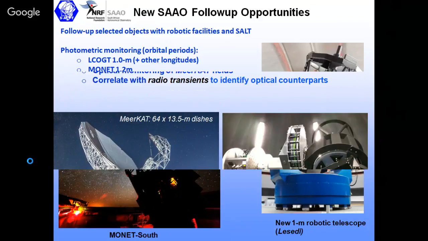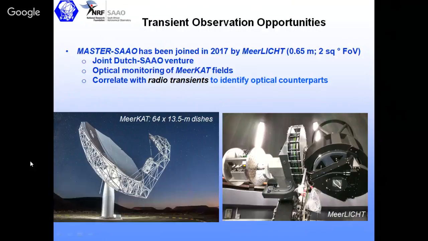I mentioned MeerLICHT. This is the telescope. It's a 0.65 meter telescope. This is a photo I took just a couple of weeks ago, and that's also being commissioned to be operational in a few months. The idea is that wherever MeerKAT looks, we will look with this optical telescope, which has the same field of view. So if a radio transient happens to go off and is detected by MeerKAT, then MeerLICHT will see it, provided it's obviously not cloudy.